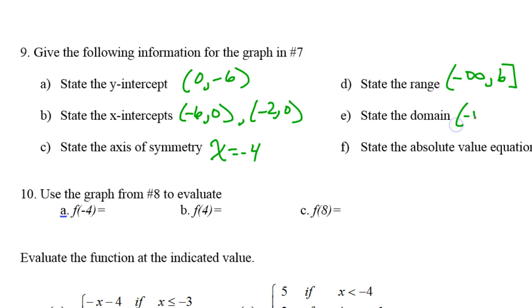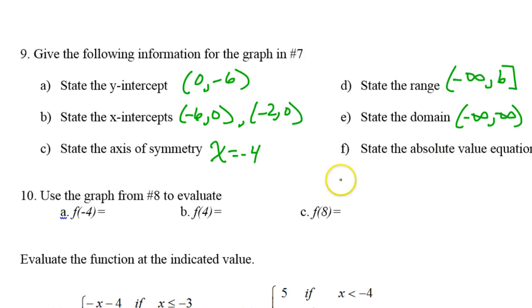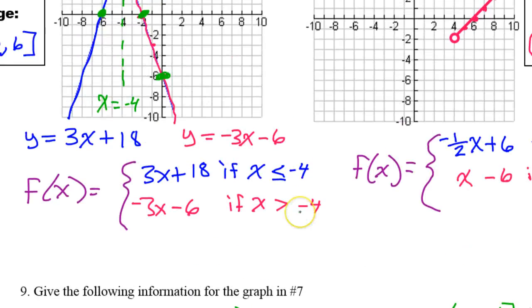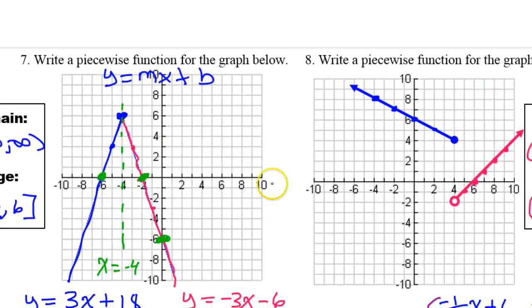And the domain was negative infinity to positive infinity. Now, here's something new. We need the absolute value equation instead of just the piecewise function. So let's do that real quick.